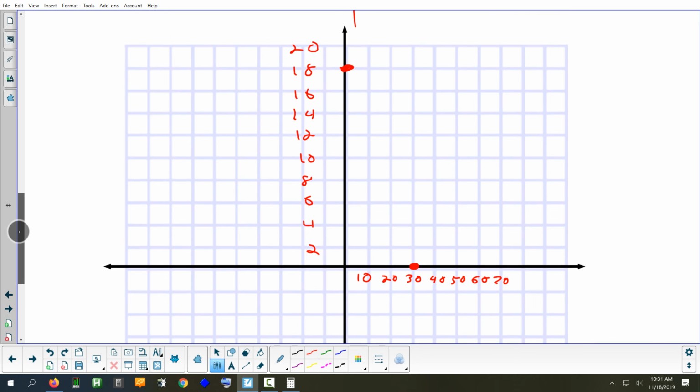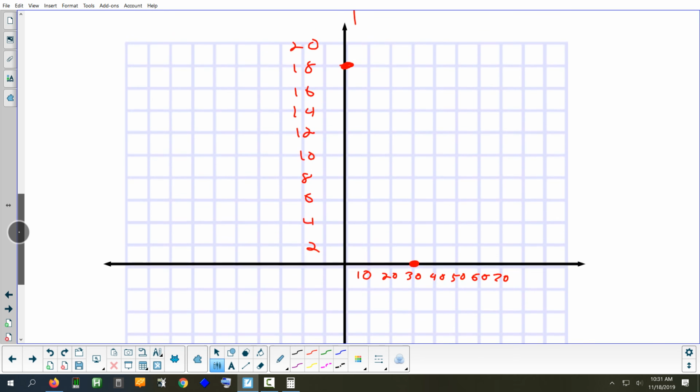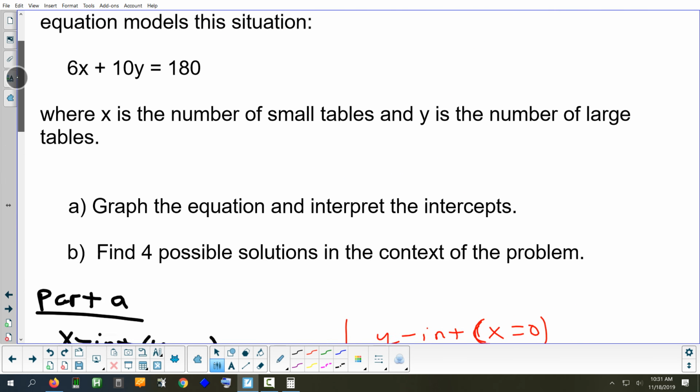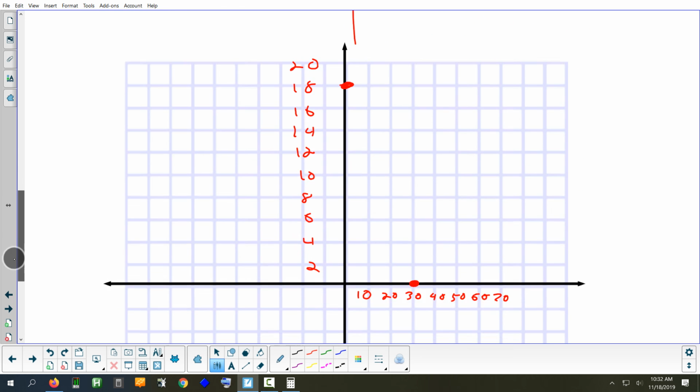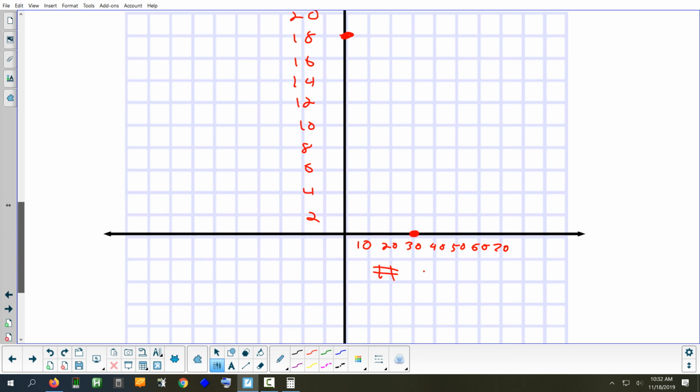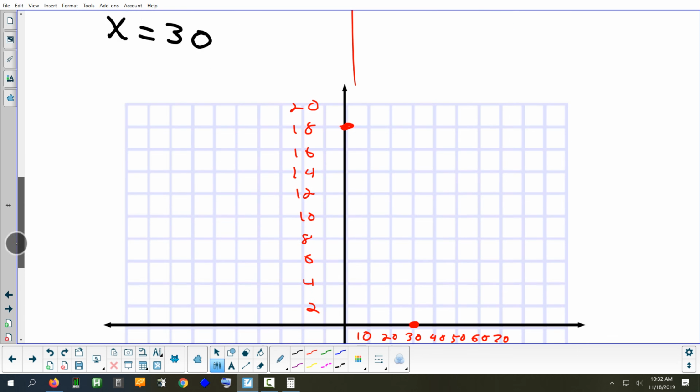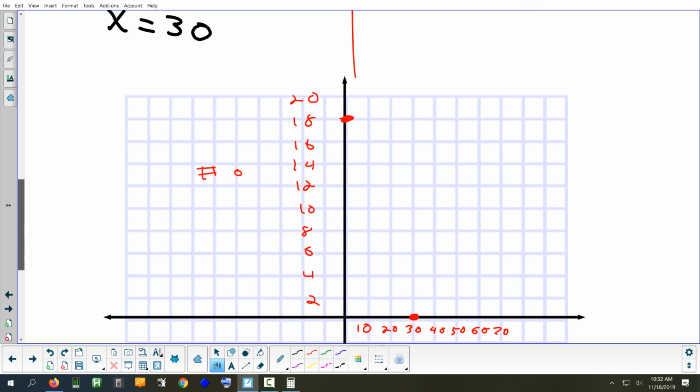Okay. Now, just so we remember what x is, let's scroll back up. X is the number of small tables. Okay, let's label that. So number of small tables. And what was y? The number of large tables.